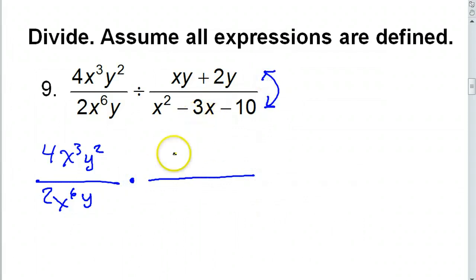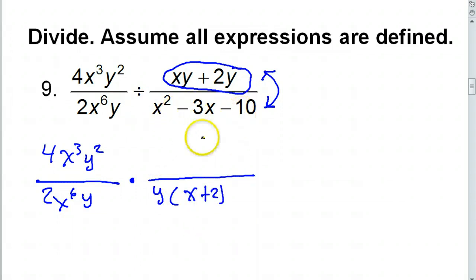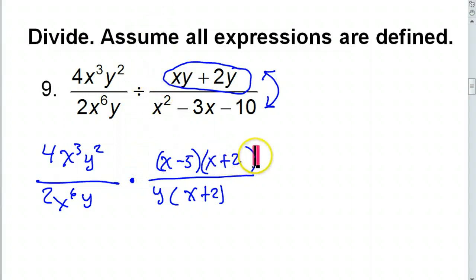As I do the reciprocal, I'm going to go ahead and factor out any GCF that there is. So this xy plus 2y, I'm going to do that now, but now it's going to be in the denominator. So this is going to become y times x plus 2. Okay, this trinomial is now going to be in the numerator. So this is going to factor as x and x, -5 plus 2. Okay, so now we can start looking for things to cancel out. The x plus 2's are definitely going to go.